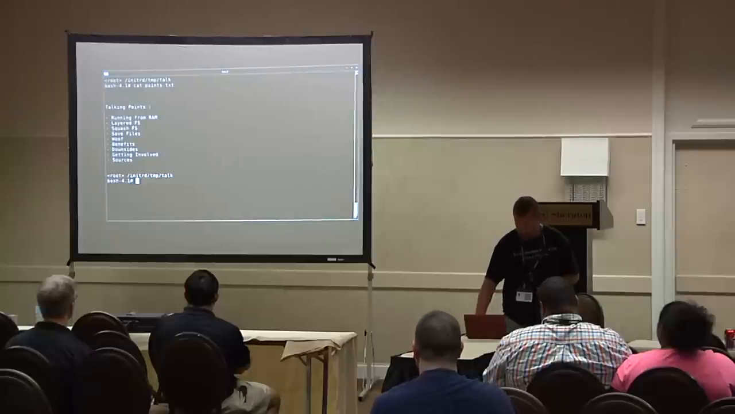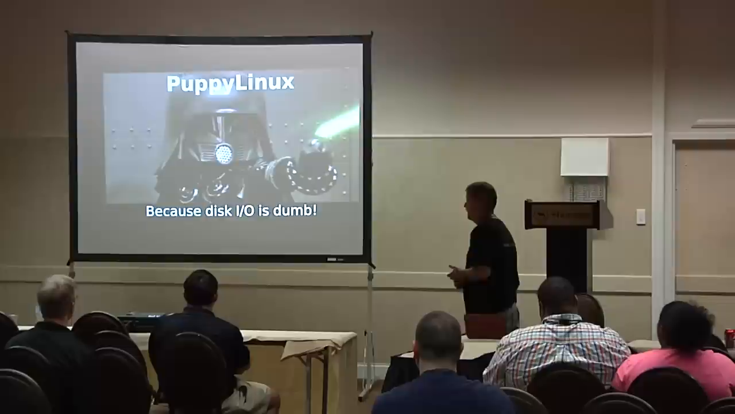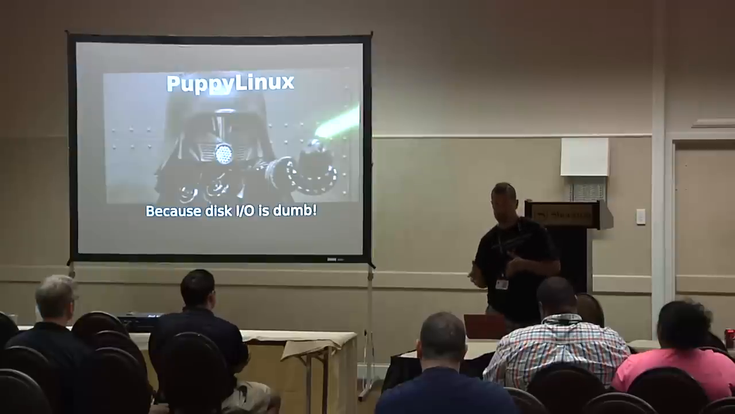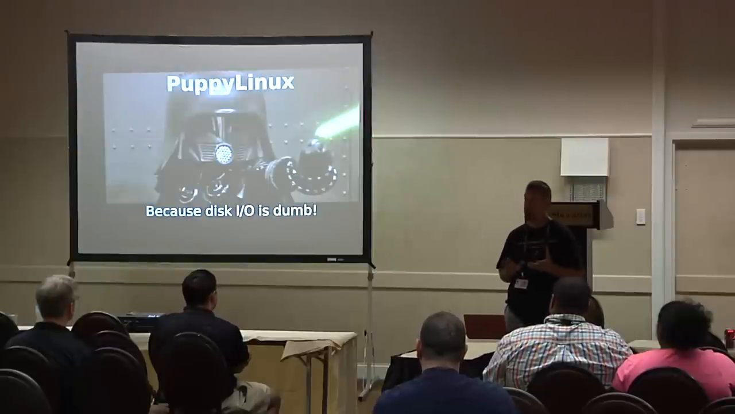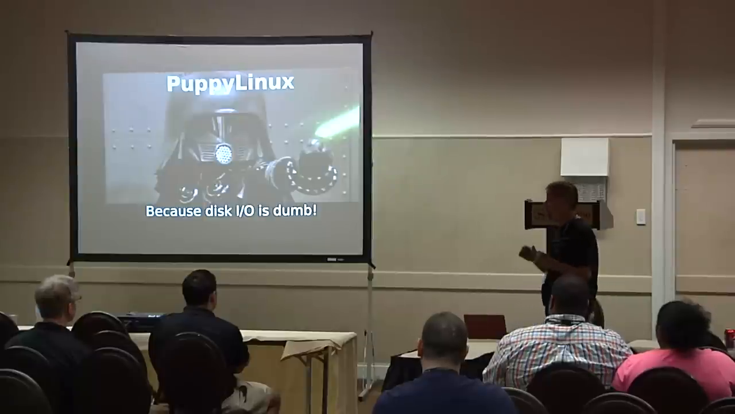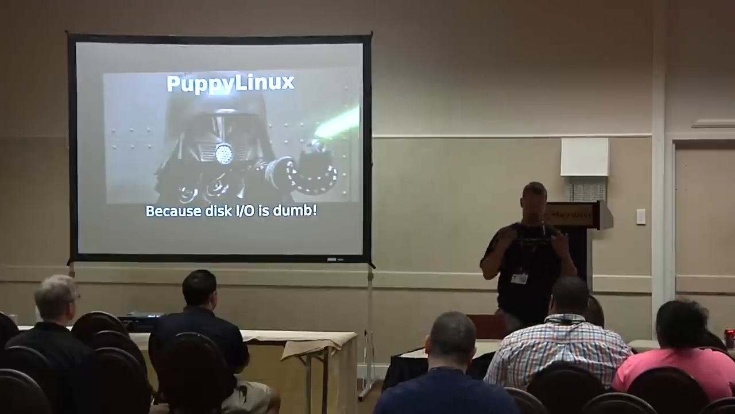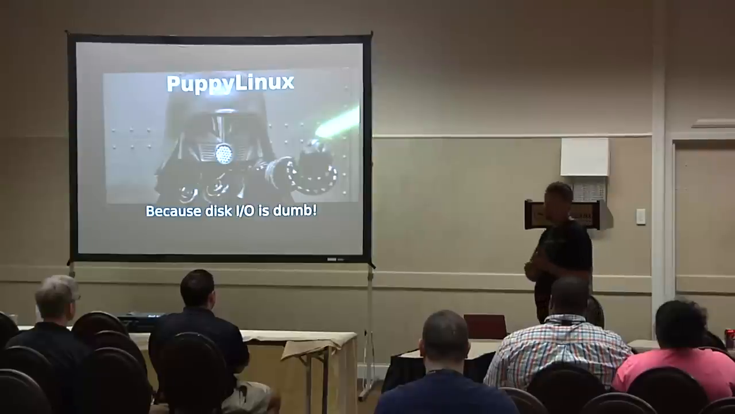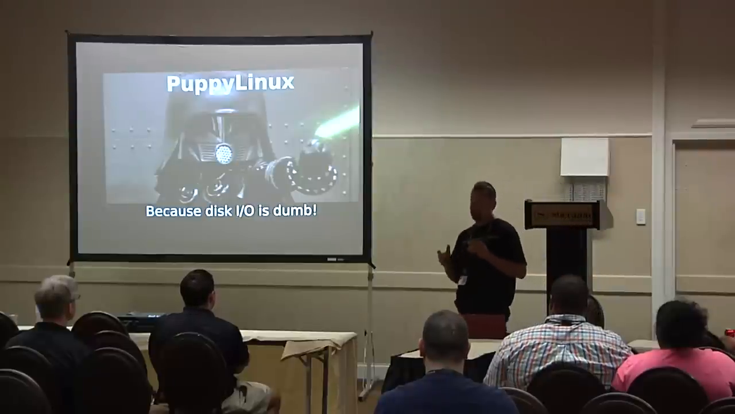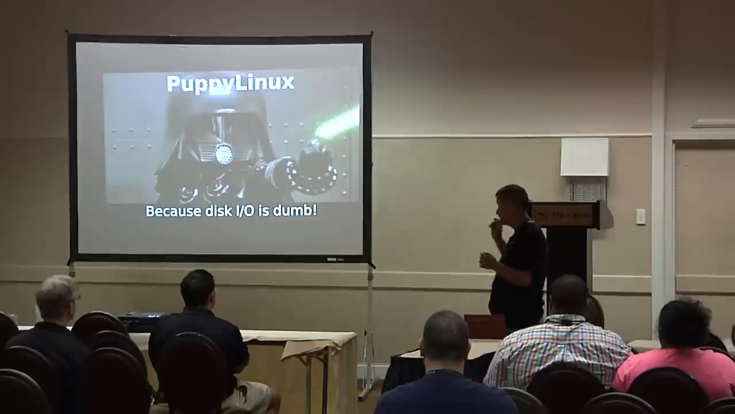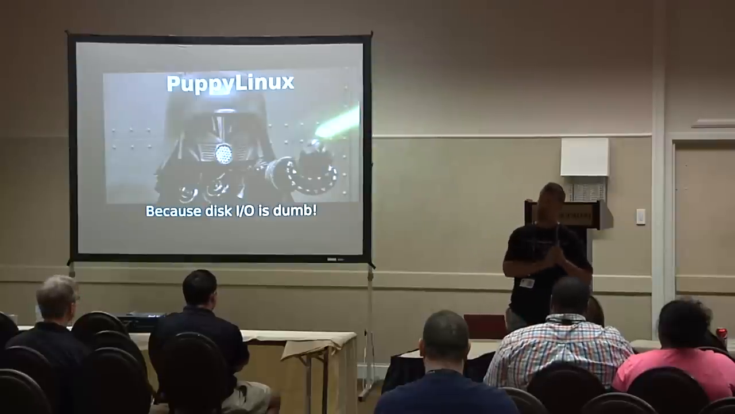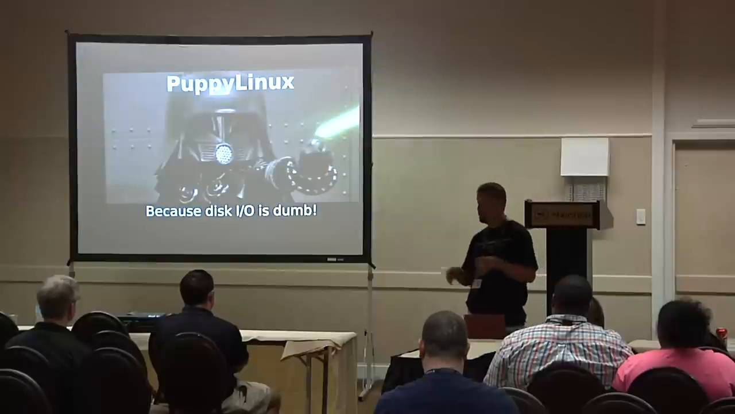So running from RAM, why do we do it? Well, we do it because disk I/O is dumb. Disk I/O for most things is the slowest part of your system. Now, thankfully, the Linux kernel is kind of smart with caching, so you don't notice it as much. But when you are on older hardware, you do not have the benefits of SATA drives. You can still be using old PATA drives, old IDE drives, and the I/O on those is horrible. So running from RAM means your system, when you need to load something, does not have to reach down to an extremely slow drive to try to pull data off of it, because it's already sitting in RAM, it's already ready to go.